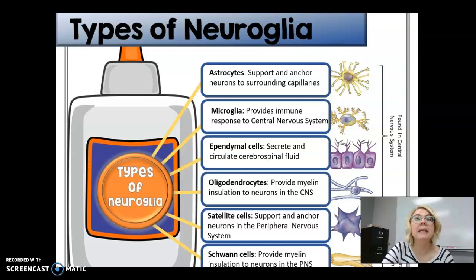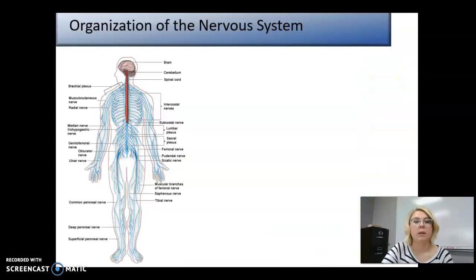If you see the words PNS, what does it mean? Peripheral nervous system. You can see over here which ones are found in the CNS and which ones are found in the PNS. Okay, so make sure you pay close attention to that.